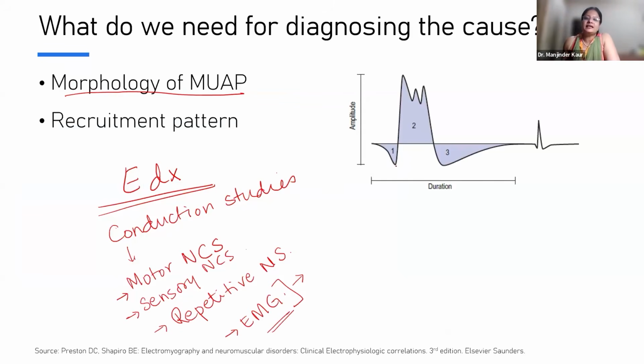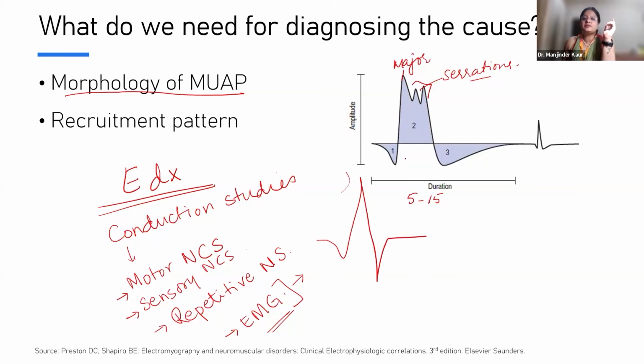A good MUAP looks like a triphasic action potential, which has one major spike and it has multiple serrations. Now, these serrations are obtained because of the contraction of the other muscle fibers which are there in the motor unit potential. So this would be seen when the person is actively contracting, not at the end plate spike. The one which we had seen earlier was an end plate spike. Here, this is seen from the motor unit action potential when the person is recruiting, right? So this is the normal morphology of the action potential.